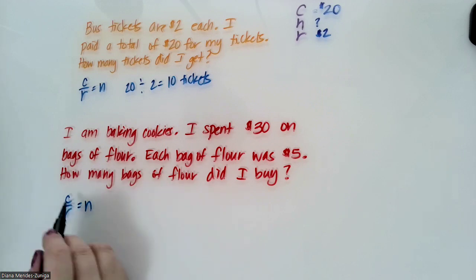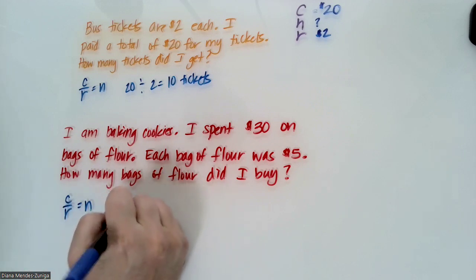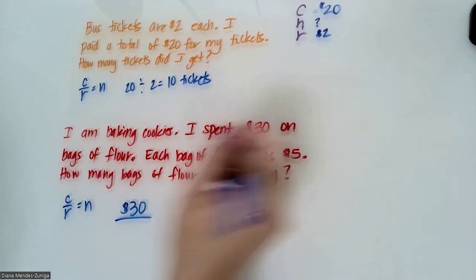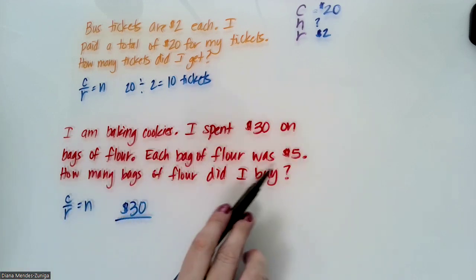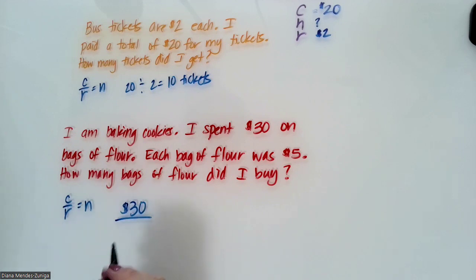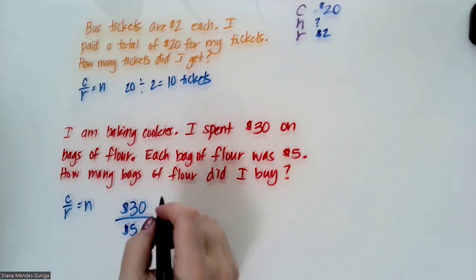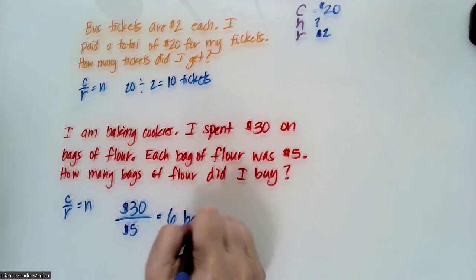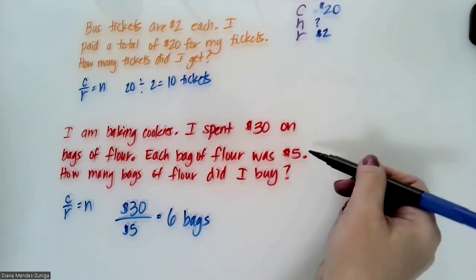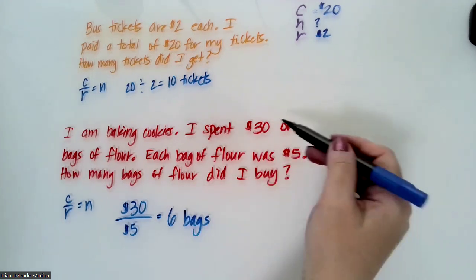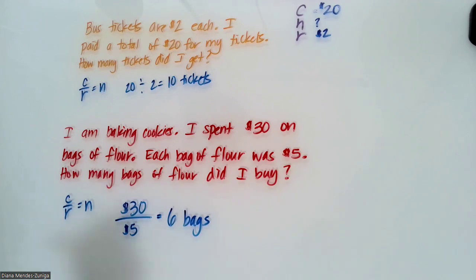Again, we know that the total cost was $30, because that's what I spent. And we know that each bag of flour was $5. That's the rate. Each individual one was $5. And now I'm going to solve for the N, which is the number of bags, and that is 6. So I spent $5 for each bag of flour, I spent a total of $30, and that got me 6 bags of flour.